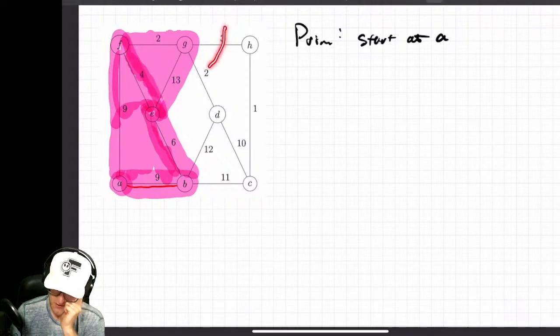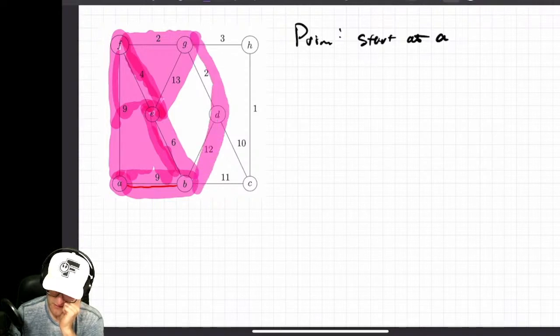My fringe here is 3, 2, 12, and 11. So being greedy and choosing the minimum, I would then choose D. There we go. Now my fringe is 3, 10, and 11. Not 1 yet. So I'm going to select the minimum, which is 3.